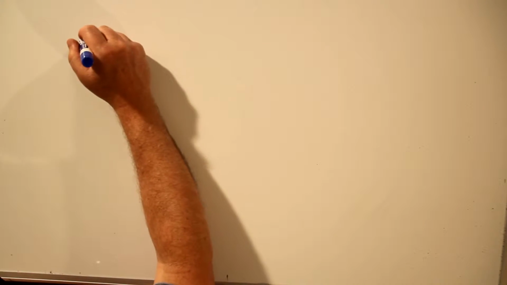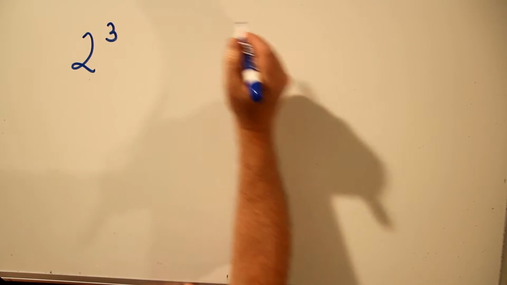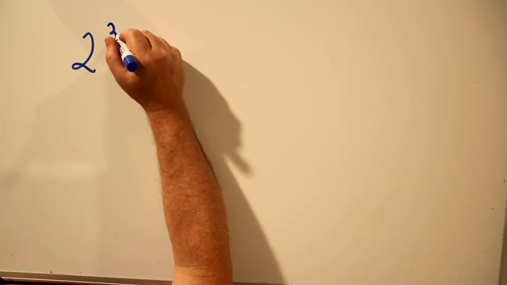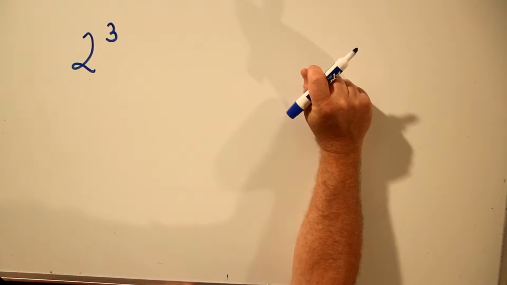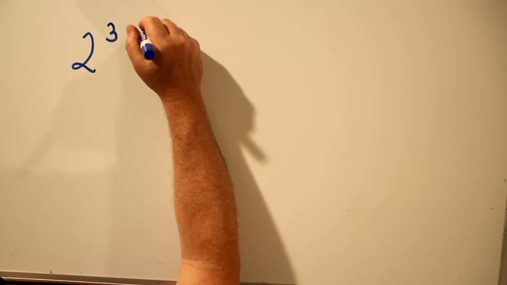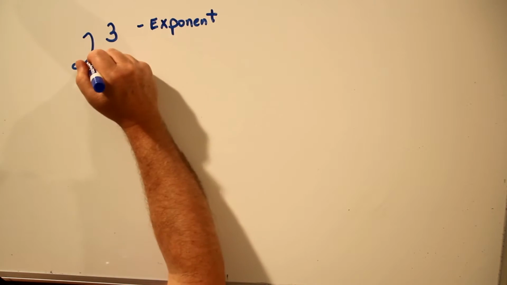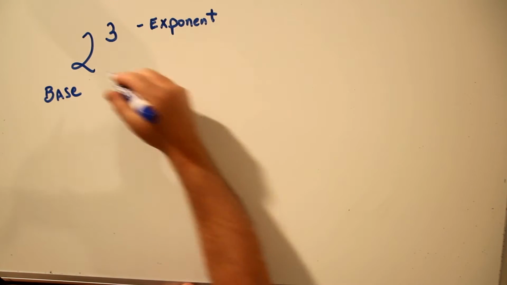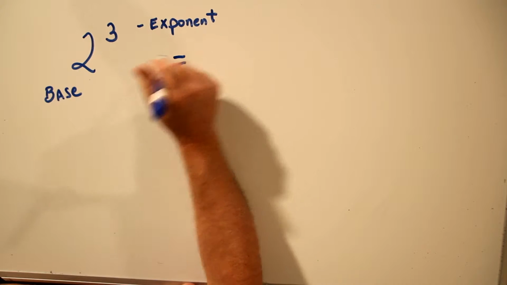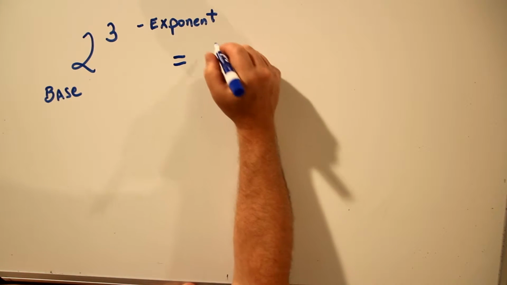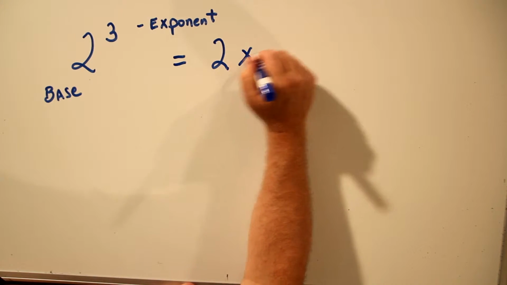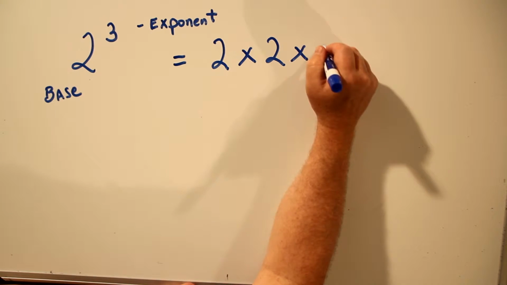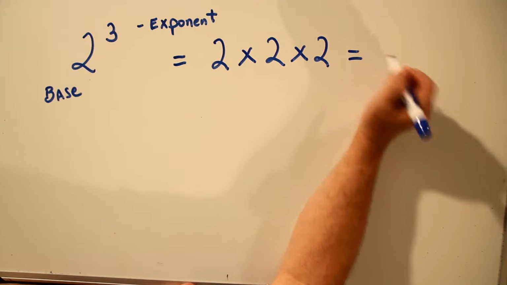Let's see what we mean by exponent. If we write down a number with a smaller number raised next to it, this is called an exponent. And this big number is called the base. What this means is multiply 2 together 3 times. In other words, use 2 as a factor 3 times. 2 times 2 times 2.